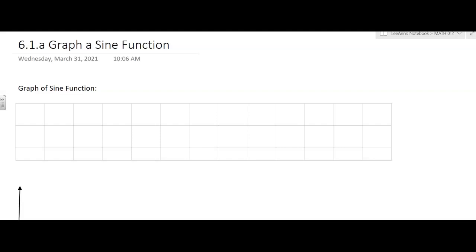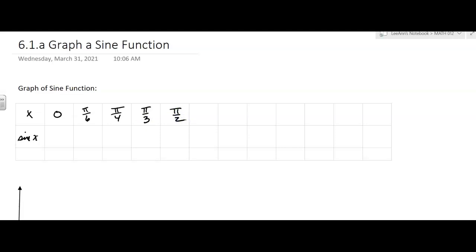So now we're going to look at graphing trigonometric functions. We're going to start with the sine function, and we're going to be finding the sine of x. We're going to make a little table of values, and so we're going to use the quadrantal angles. I'm going to do the first quadrant, the special angles: 0, pi over 6, pi over 4, pi over 3, and pi over 2.